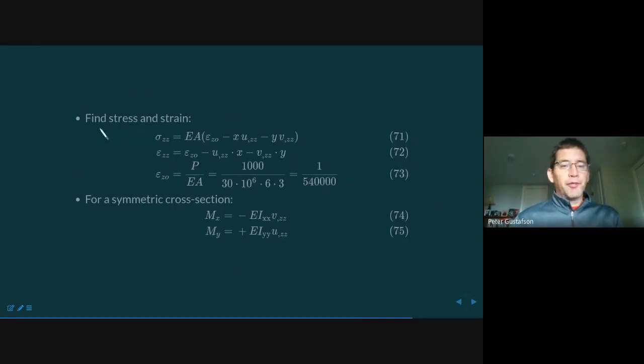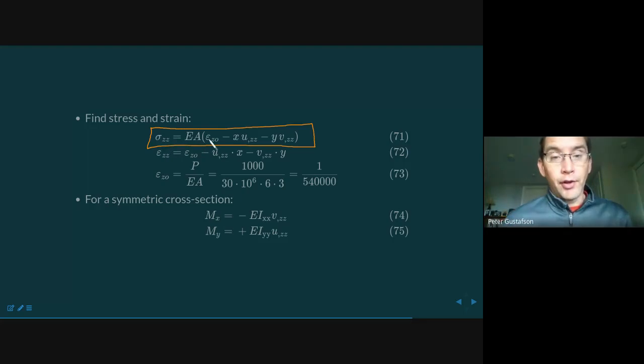Last but not least, we need to find the stress and strain. This is the equation, again, an equation that we derived last time. We can say that the bending stress is composed of only really 3 parts. Well, I should say the total stress is only 3 parts. One is the stretch of the reference axis, or the strain of the reference axis, times A, minus x u,zz minus y v,zz. So these are curvatures.